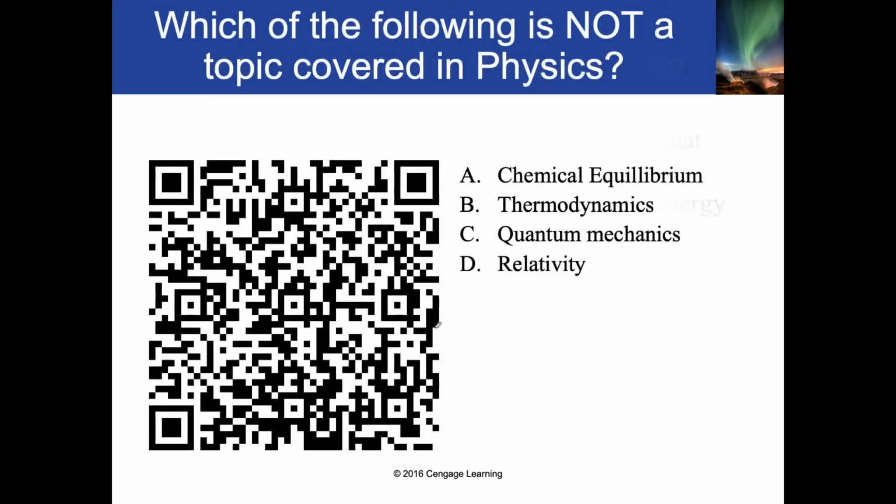So the very first question I want you to answer is this one here. Go ahead and pull out your phones and scan the question. Which of the following is not a topic covered in physics? We have chemical equilibrium, thermodynamics, quantum mechanics, relativity. I literally just went over this, so hopefully everybody gets it right.